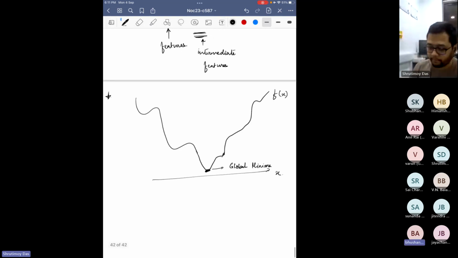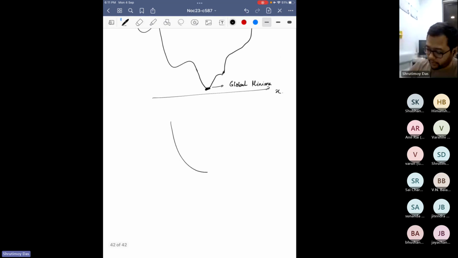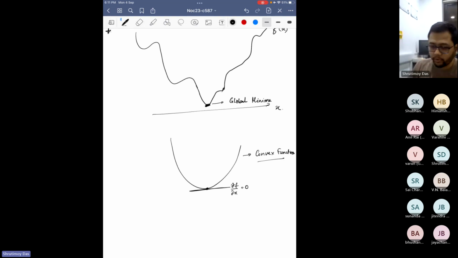The other question was, can we always find a global minima? How do you know, if you find a minima, whether it is global or local? Suppose your function is like this. Now it is easy to see that this is your global minima. This is possible for certain types of functions known as convex functions. If you have a convex function, you can always find the global minima. How do you know it's a minima? The derivative at this point is zero, right? Convex functions will always have one minima, and that is itself the global minima.